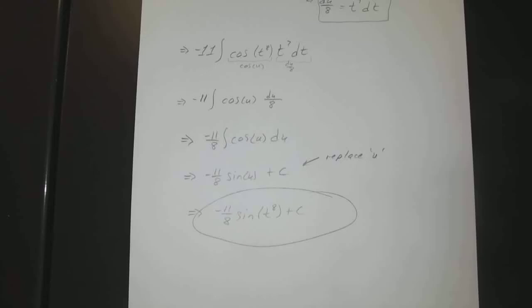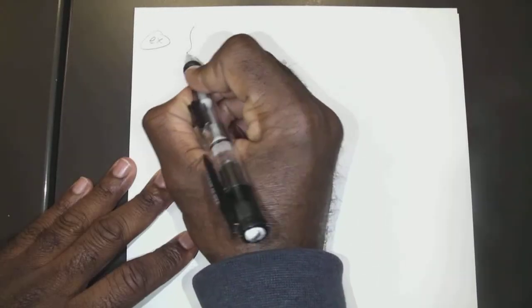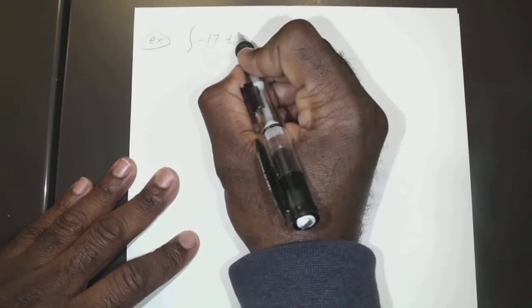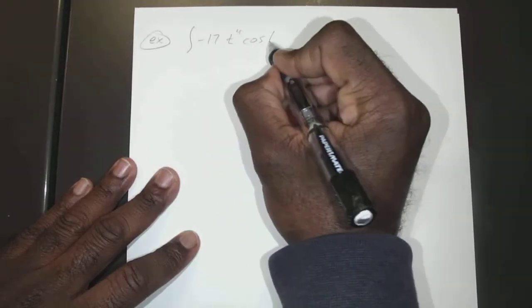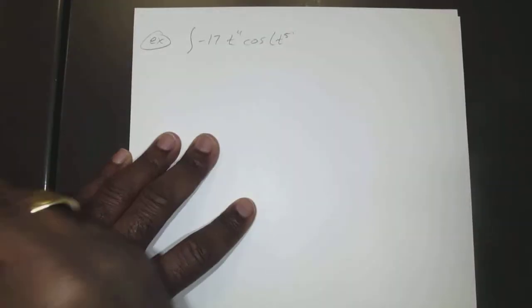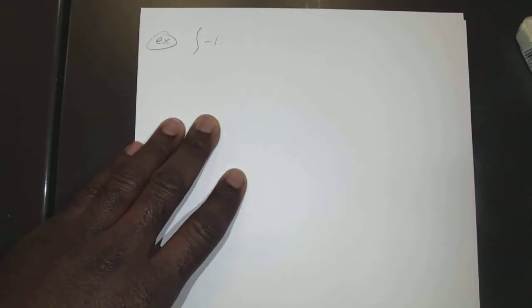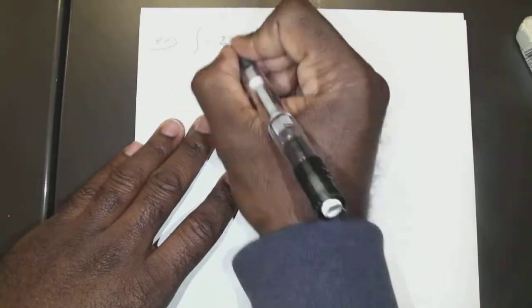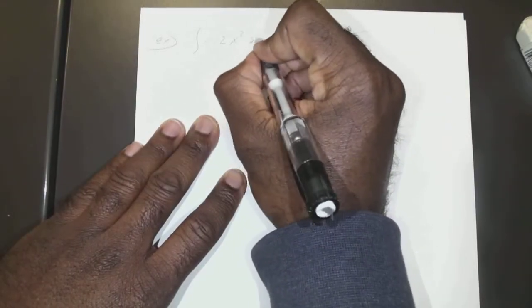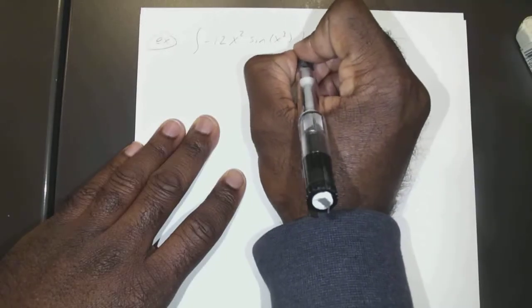Okay, so for our next example, we have the integral of negative 17 t to the 4th cosine t to the 5th. Oh, did I just use a cosine one? Was that a sine one? Yep, I already did a cosine one. I have to do the sine one. So change that to negative 12 sine. Didn't want to do two cosine ones in a row. So negative 12 x squared sine of x to the 3rd dx.